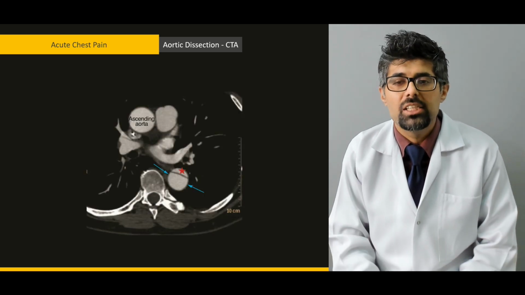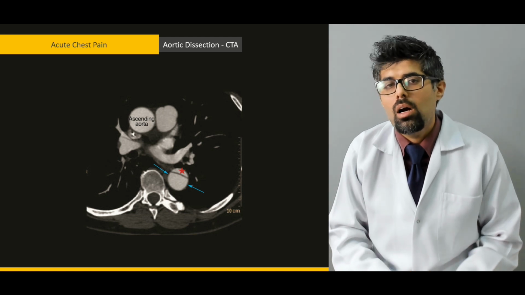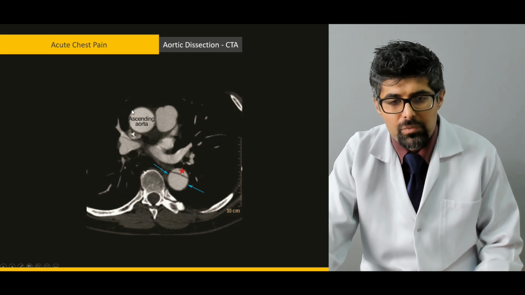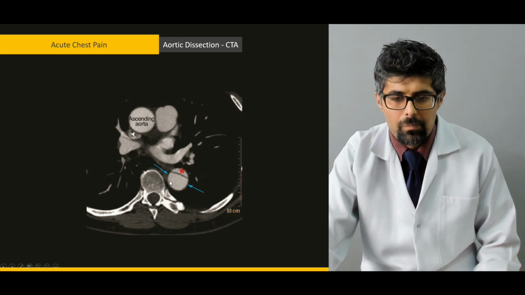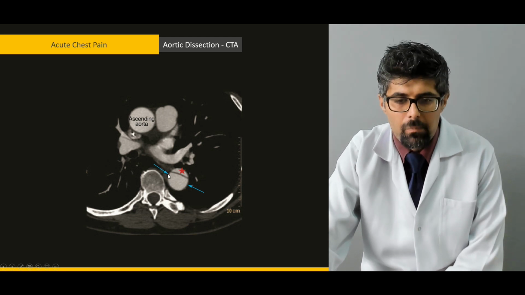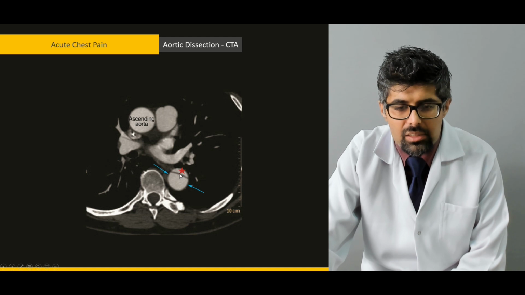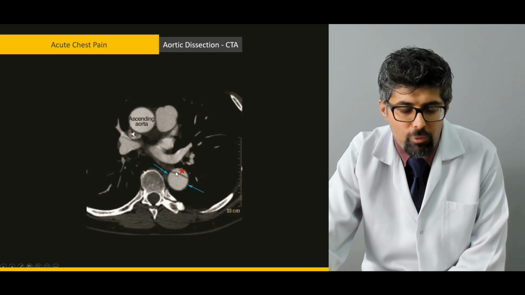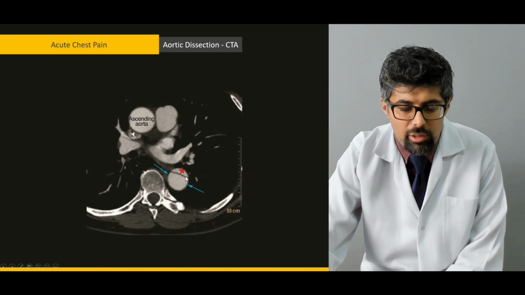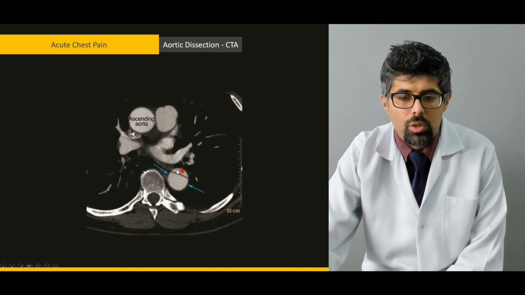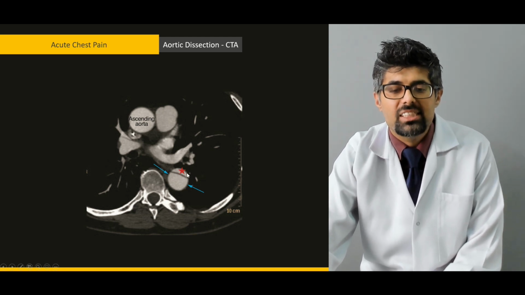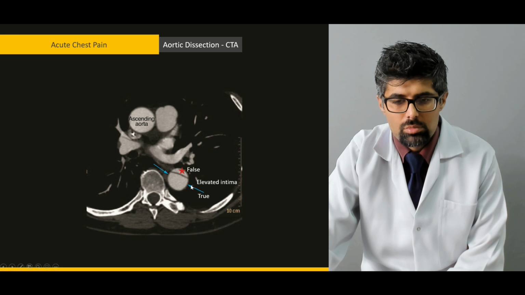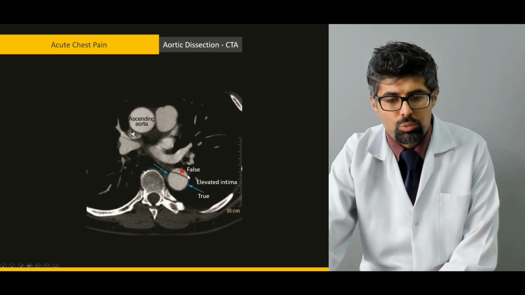So in order to visualize it, we use a CTA, an angiogram. Now here we have the axial CT. This is the ascending aorta and this is the descending aorta. And this here is the septal wall in which the blood has encroached and is flowing and is pooling here. So this is a false wall, and this is what is causing the aortic dissection. So this is the elevated intima, the false wall, everything.